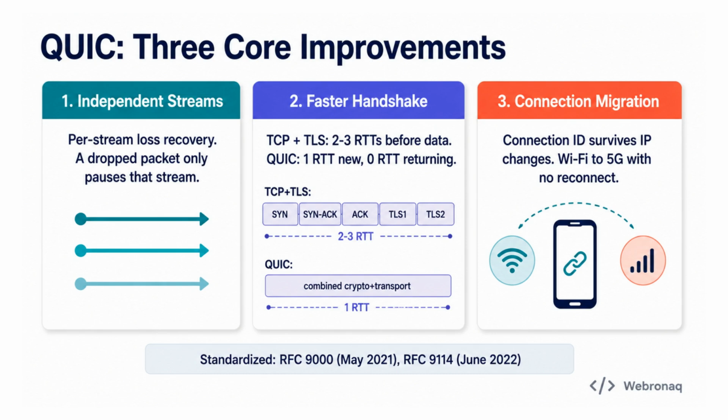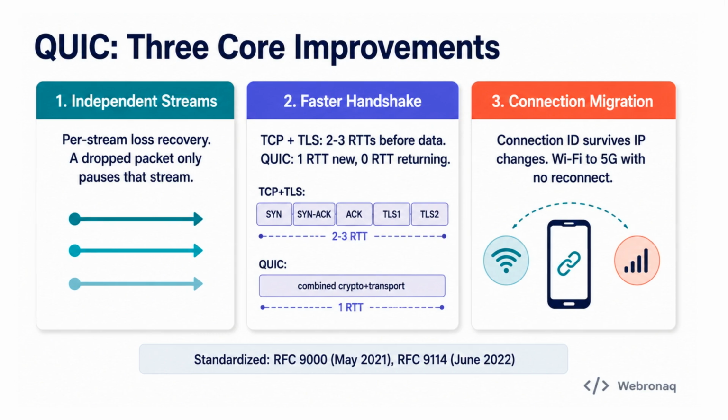Third, connection migration. TCP identifies a connection by your IP address and port. Change networks and the connection dies. QUIC uses an opaque connection ID instead, so switching from Wi-Fi to a mobile data signal is seamless. The connection simply continues. Up next, how much of this is actually deployed right now?